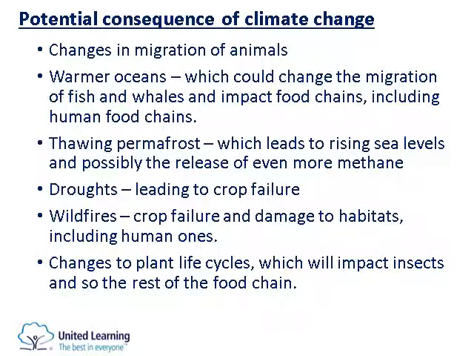And then we need to think about the effect on plant life cycle. So if you think about, for example, a daffodil usually comes out in about April. If it's warmer in January, then they'll come out at that time. But insects might rely on them for food or pollination, for example. So that might affect that life cycle.